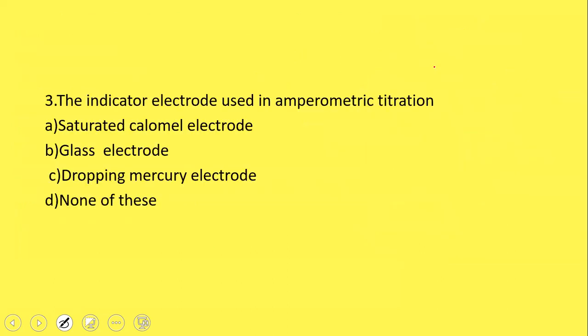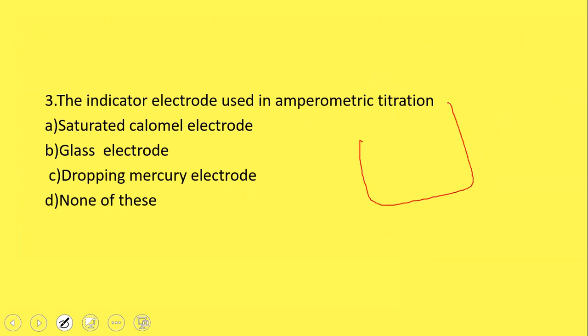Next question. The indicator electrode used in amperometric titration. Option A, saturated calomel electrode. Option B, glass electrode. Option C, dropping mercury electrode. Option D, none of these. So regarding the indicator electrode in amperometric titration, two electrodes are there.